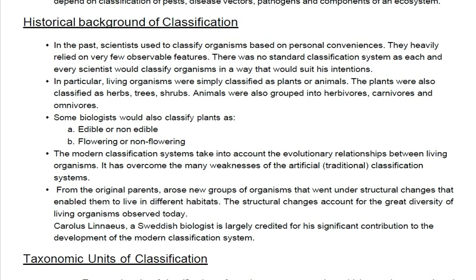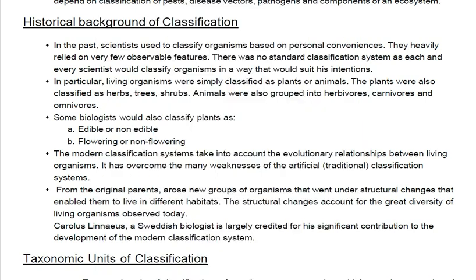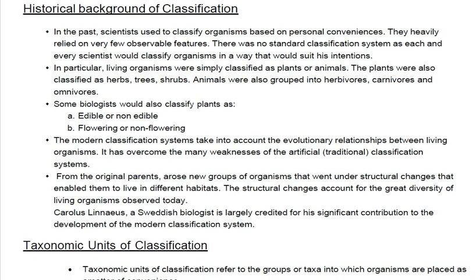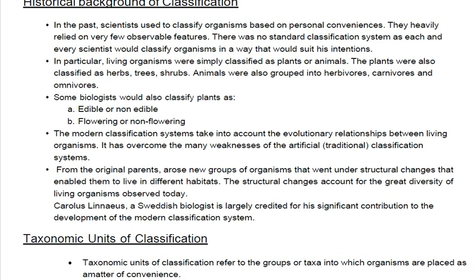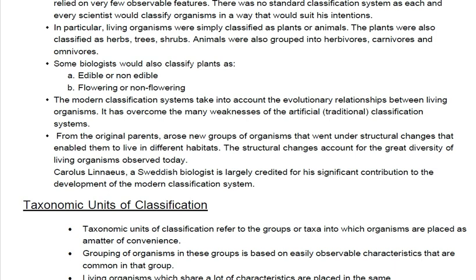Historical background of classification. In the past, scientists used to classify organisms based on personal conveniences. They heavily relied on very few observable features. There was no standard classification system, as each and every scientist would classify organisms in a way that would suit his intentions. In particular, living organisms were simply classified as plants or animals. The plants were also classified as herbs, trees, shrubs. Animals were also grouped into herbivores, carnivores, and omnivores.